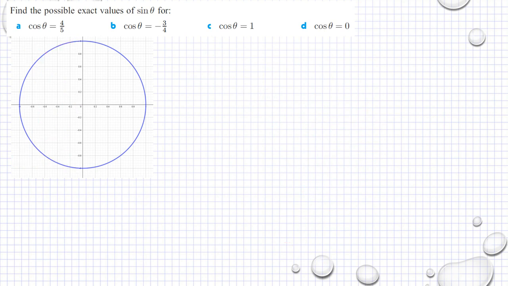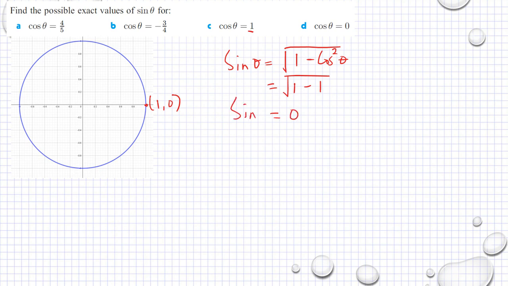Okay. The next one, the C, we have cosine theta is equal to 1. That means here we have 0, 1, 0. Our sine, we know already there. So that means we can prove it. We have sine theta is equal to square root of 1 minus cosine squared theta. Then we have square root of 1 minus cosine is 1. Squared is still 1. So we have 0 sine theta. So when cosine theta is equal to 1, sine theta is 0.